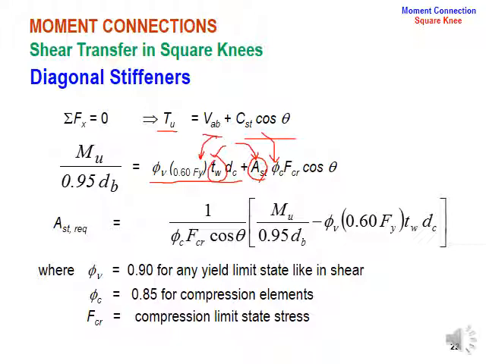That plate requires certain dimensions, the width of the stiffener B and the thickness of the stiffener, which can be calculated once the area of the stiffener is known. So the area of the stiffener here will be the design parameter. You calculate it by inputting the TW that we have already calculated without the diagonal stiffener. Phi V is 0.90 for any yield limit state, like in shear. Phi C will be 0.85 for the compression element, and FCR is the compression limit state stress. We already know that.